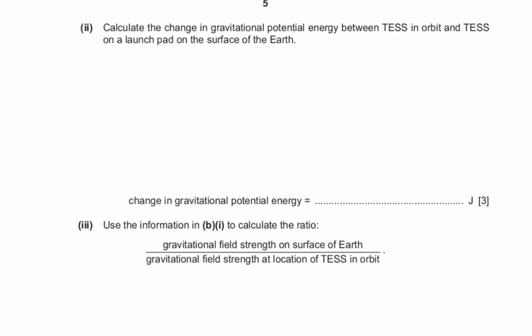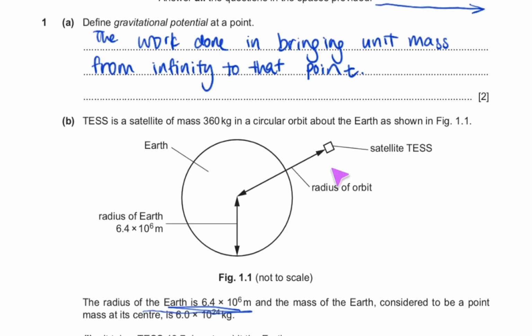So now let's get on to the gravitational potential energy part. Over here, they tell you to calculate the change in gravitational potential energy between Tess in orbit and Tess on a launch pad on the surface of the Earth. So we have two positions here. We have Tess over here, and we have Tess on the Earth, and there is a different potential energy, and we want to find the difference of these two.